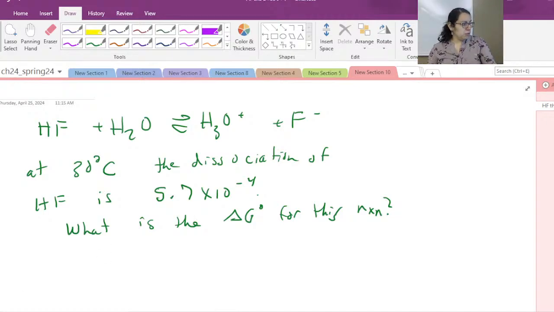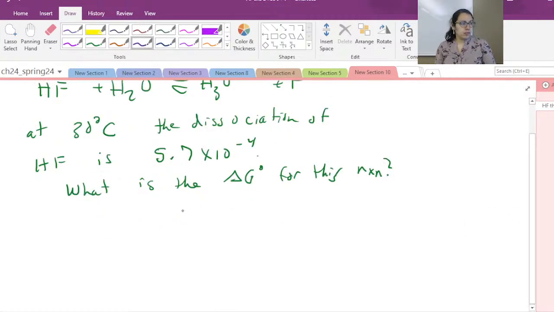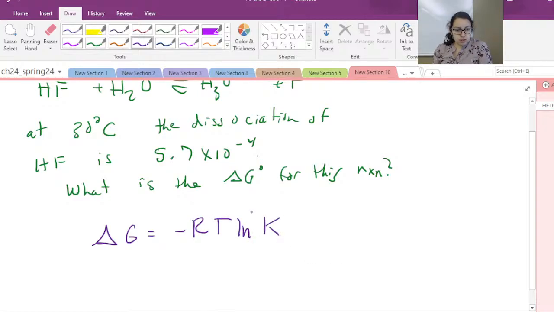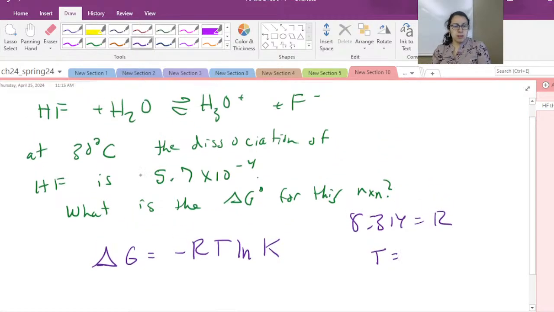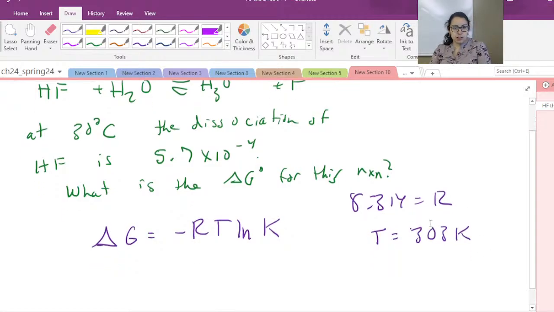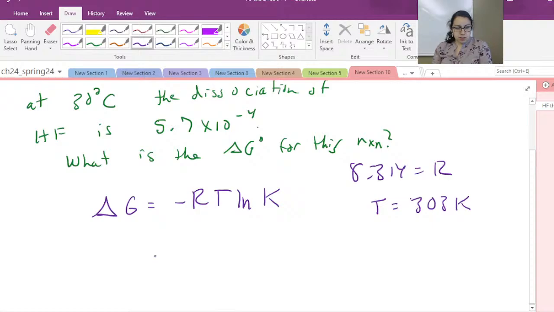So what formula, what answer? Since we have a temperature, we do have for dissociation, I chose delta G is equal to negative RT natural log K. So that looks good. And then, of course, the R is 8.314. Temperature, we know we have to be in Kelvin. So add 273 to that. So what is that? 303 for our temperature. So that looks good. So then solve.